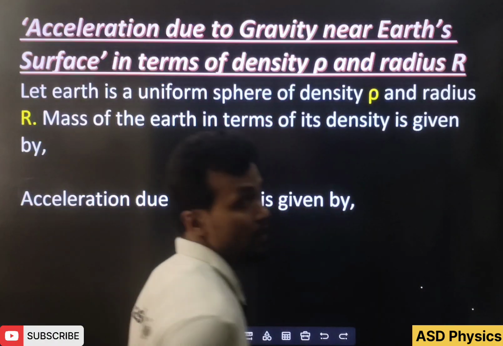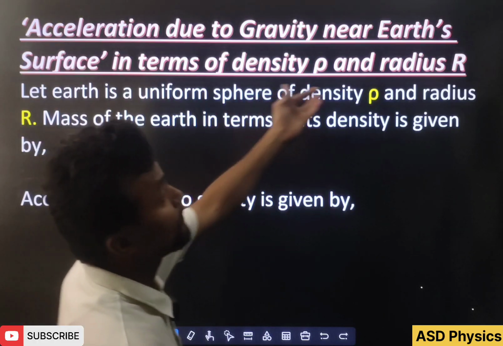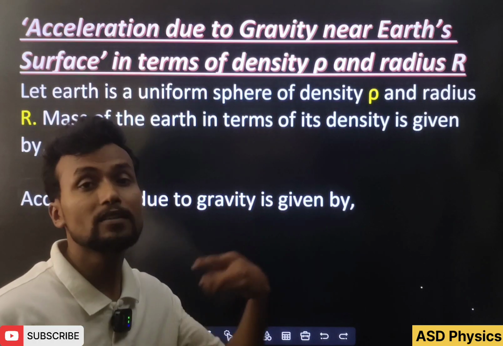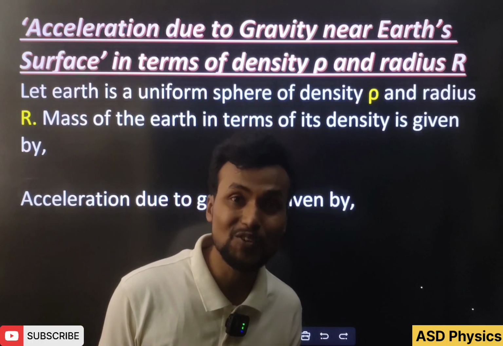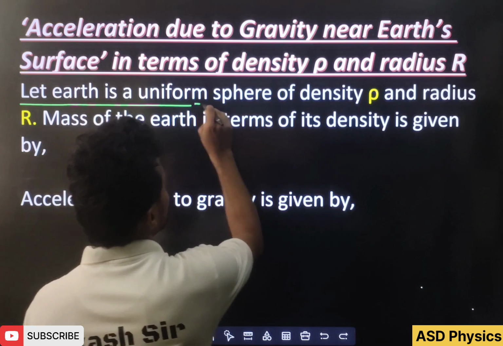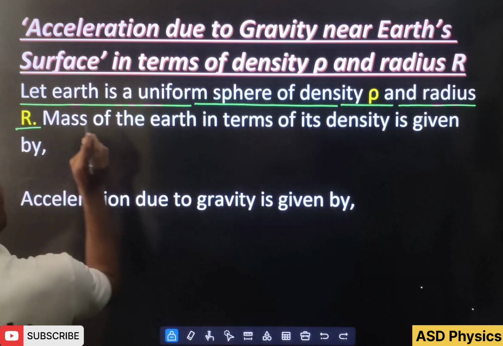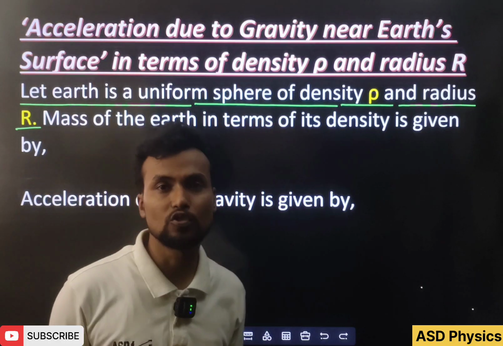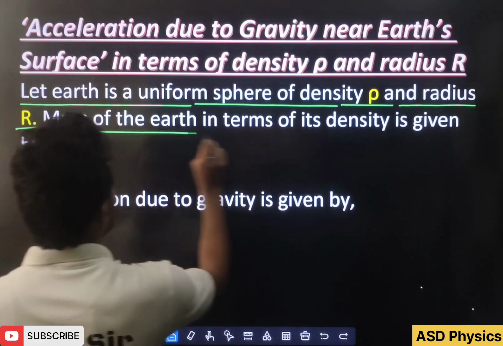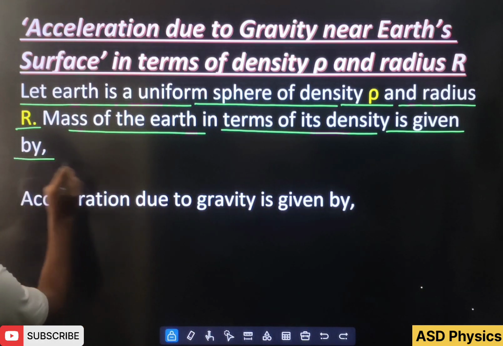Okay, great. Now let's see, students, acceleration due to gravity near Earth's surface in terms of density and radius. Before that we saw mass and radius, but now we are going to see density and radius. Let Earth be a uniform sphere of density rho and radius r. As I told you, this is just the ideal condition, uniform, but actually it is non-uniform.